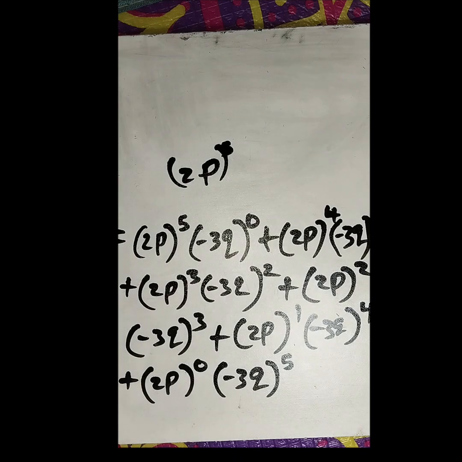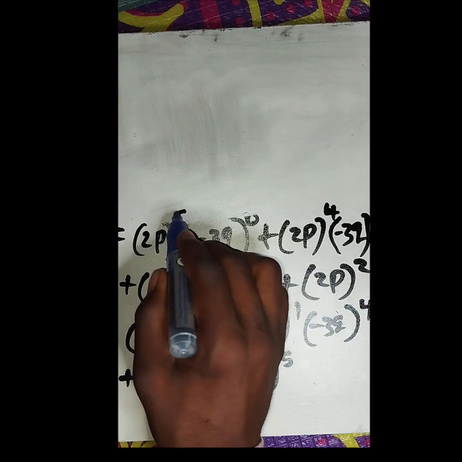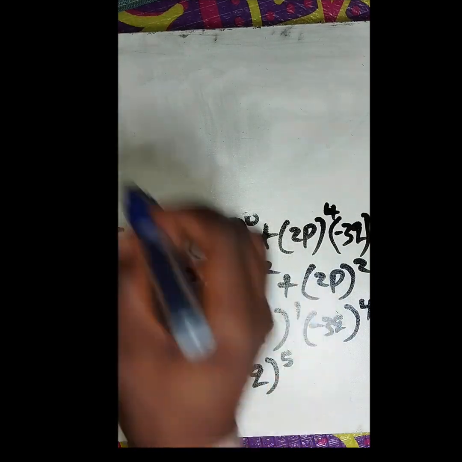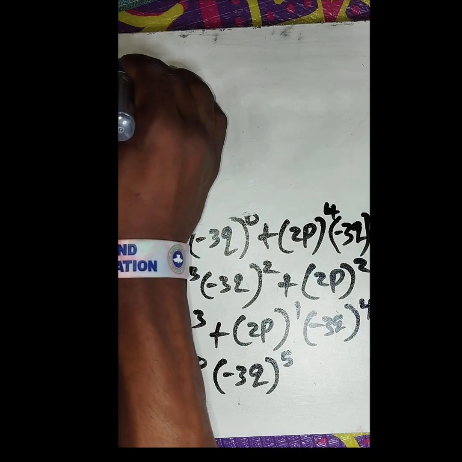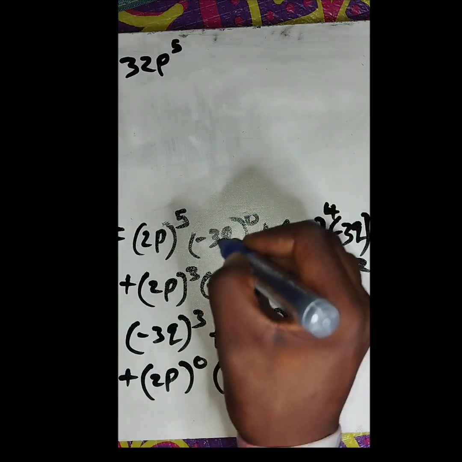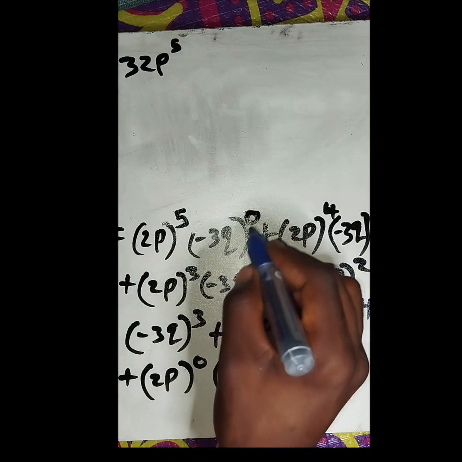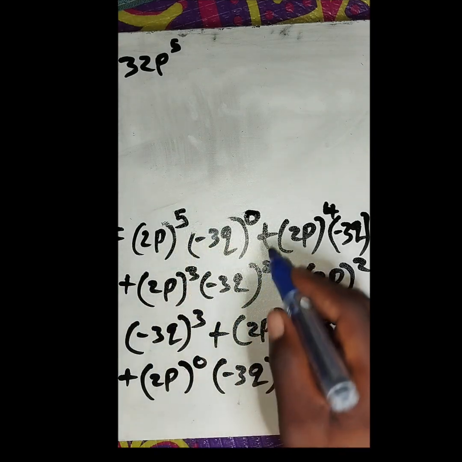Okay, so 2p raised to the power of 5. 2 raised to the power of 5 is 32. So we have 32p raised to the power of 5. Minus 3q raised to the power of 0 is obviously 1. Okay, so let's come here, plus.